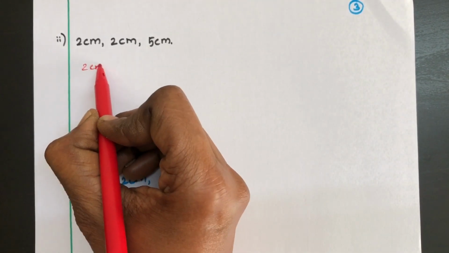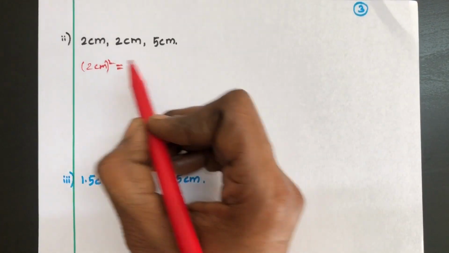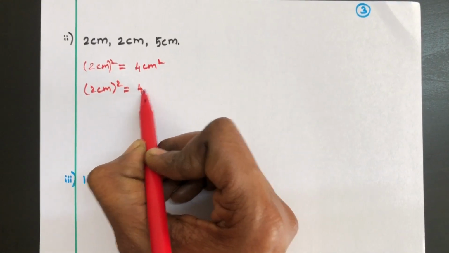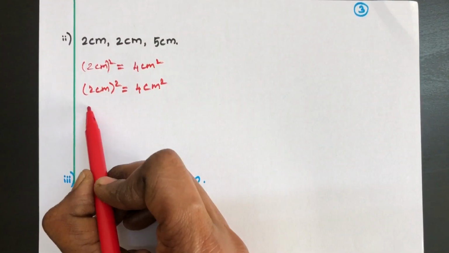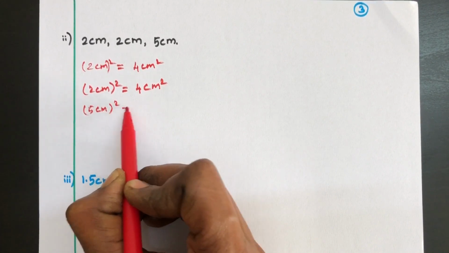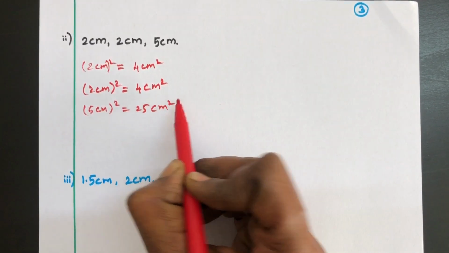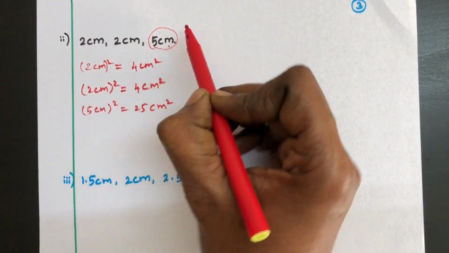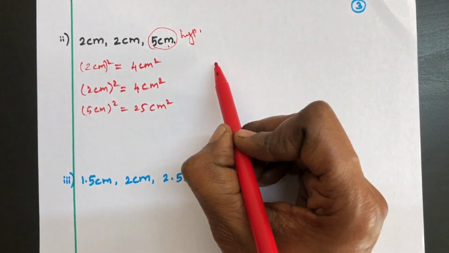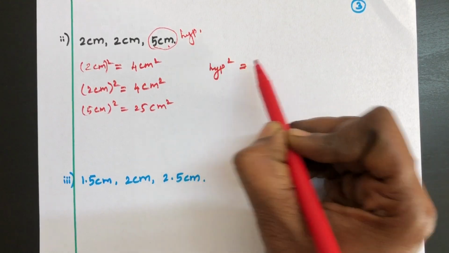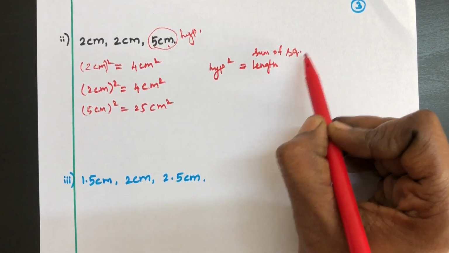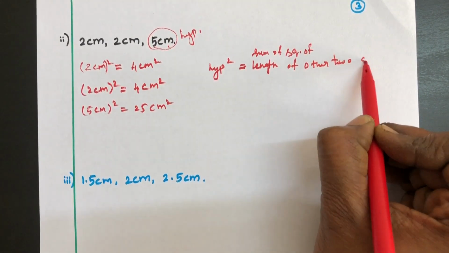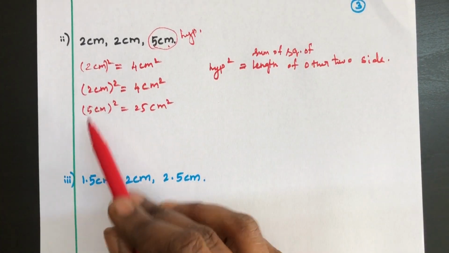It's easy, right? 2 centimeter square. Just find the square values. That's all. 4 centimeter square. 2 centimeter the whole square is equal to again 4 centimeter square. Two sides we have squared. That's all. Third side now. This is equal to 25 centimeter square. If it is a right angled triangle, the longest side must be the hypotenuse. This must be the hypotenuse. Formula is hypotenuse square is equal to sum of squares of lengths of other two sides. This is the Pythagoras theorem. If it is true, it will satisfy the property.